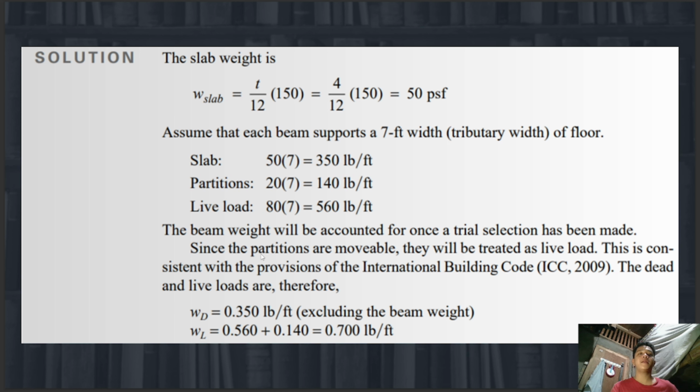So the beam weight will be accounted for once a trial section has been made. Since partitions are movable, they will be treated as live load. This is consistent with the provision of the IBC, the International Building Code, published by the ICC in 2009. So for the dead and live loads, 140 plus 560 is equal to 700 pounds per foot, and we divide by 1,000.